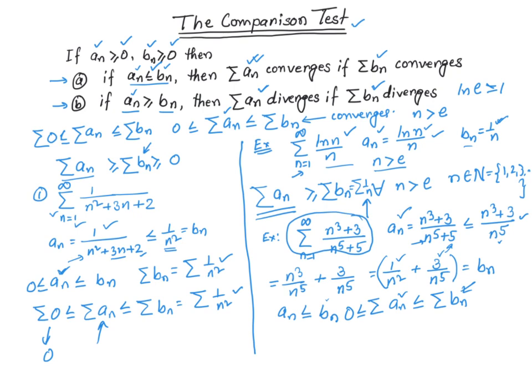So let me summarize what I talked about, the comparison test. If an is greater than or equal to 0, and if bn is greater than or equal to 0, these are two sequences, okay? If an is less than or equal to bn for each n, then summation an is going to converge if summation bn converges. Now the other way around, if an is greater than or equal to bn for each n, then summation an is going to diverge if summation bn diverges.